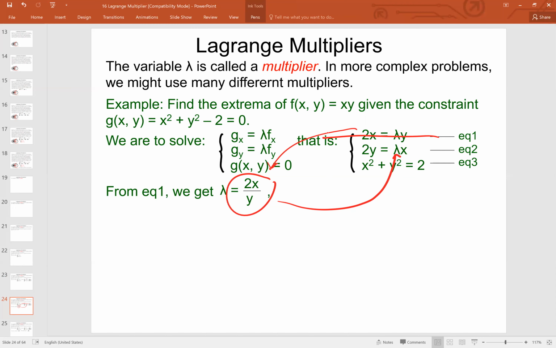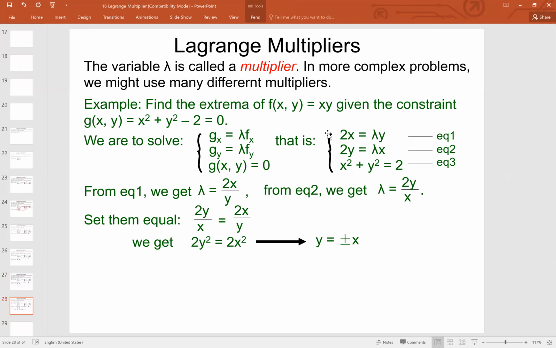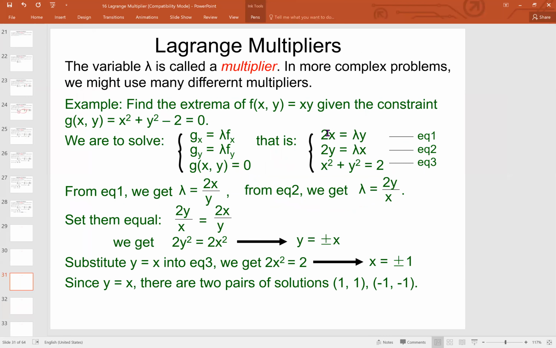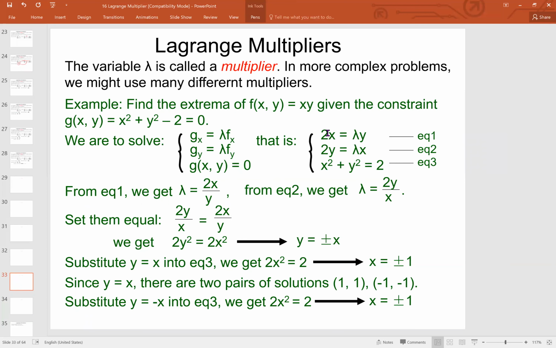A word of advice: you don't have to really solve for lambda. If you can do this substitution to get rid of one variable, you can solve the equation with x and lambda. You solve x and lambda. The rest is algebra. I'll leave it up to you to check the algebra.